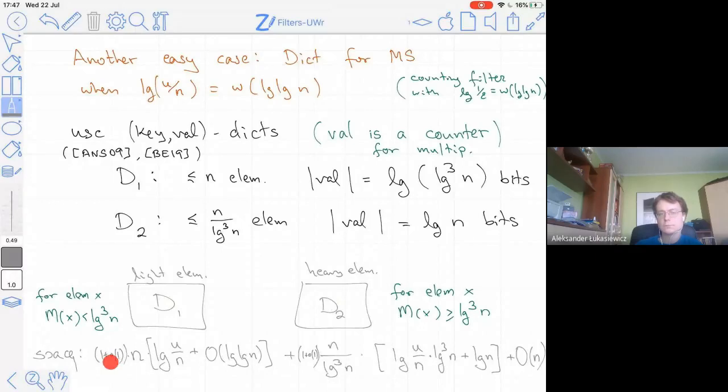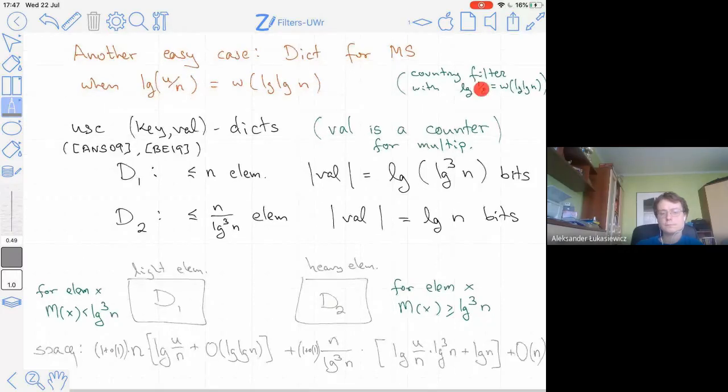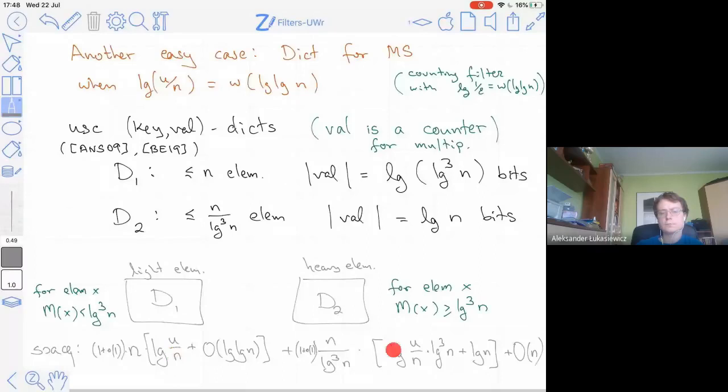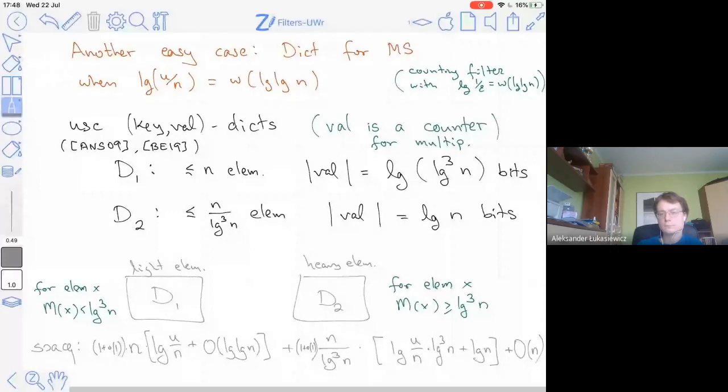And why did I write here? Yeah. You do the space calculations for the dictionaries, and this is the space that you will get. And because log of 1 over epsilon, log of u over n is so big, this is the largest part, and this thing is negligible, and this thing is negligible, and you get space efficiency. Okay? Any questions?